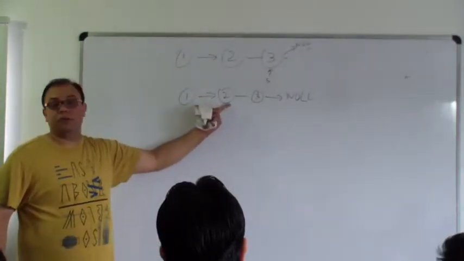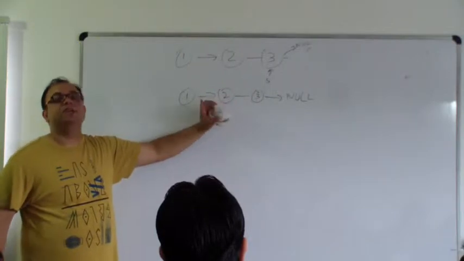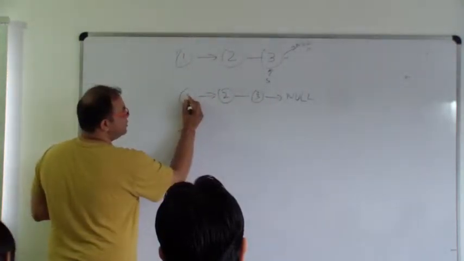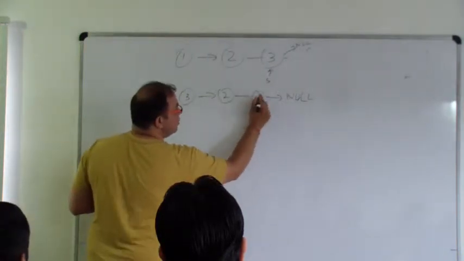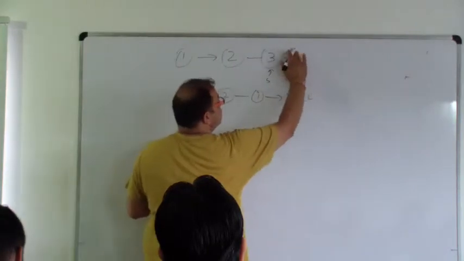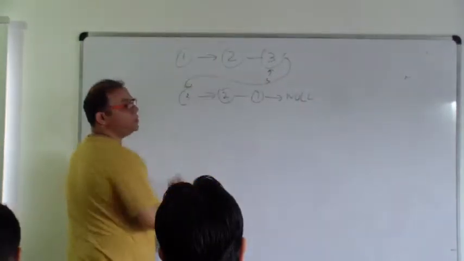But the thing is, now your linked list is broken. So you have to reverse it back. So now reverse this back, so this becomes 3, 2, 1. And when this was pointing to null, instead of pointing to null, start pointing over here.